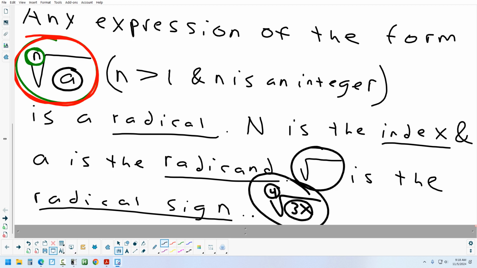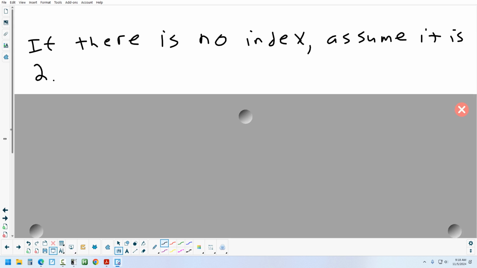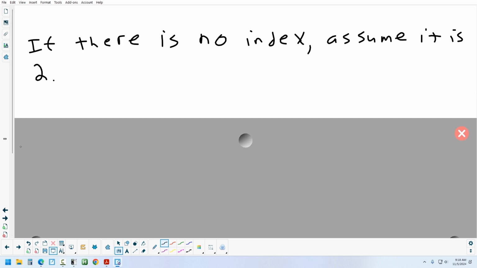Now, a lot of times you just see a radical sign and you don't see an index, and that's because we always assume it to be a 2 if it's not written. So that means square root. Even though you don't see a 2 there, you could put a 2 there. We usually don't. But that means square root of 16, which is 4.